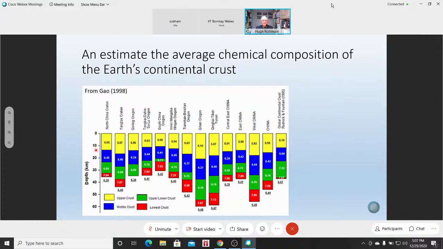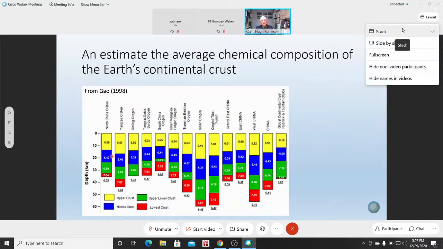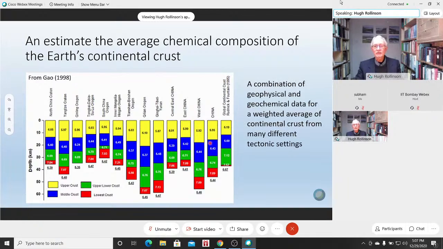Now this diagram is based on some information from China, but we could do this across the whole of the Earth, and we could produce a weighted average composition of different types of crust comprising different layers to give us an overall global average from the many different tectonic settings that we find. You'll note that cratonic areas, where the crust is very thick, and tectonically active areas, basins, are very different in their nature. And so we need to integrate all this information to obtain an average composition of the Earth's continental crust.